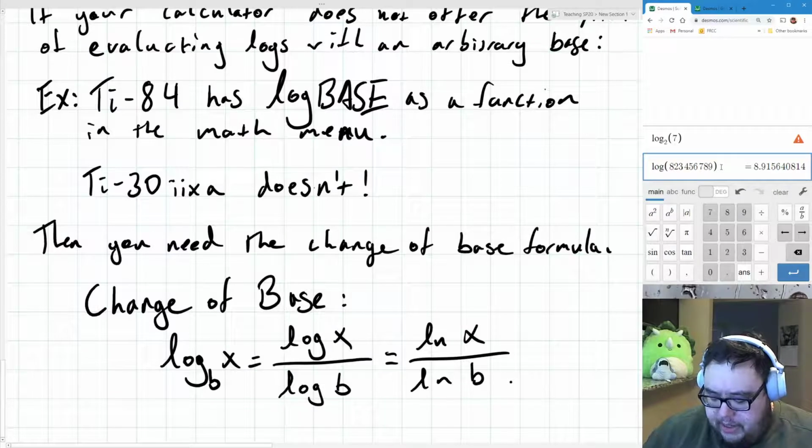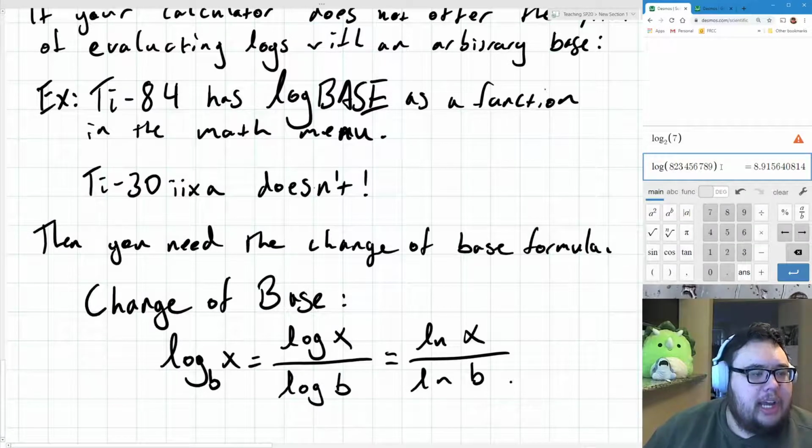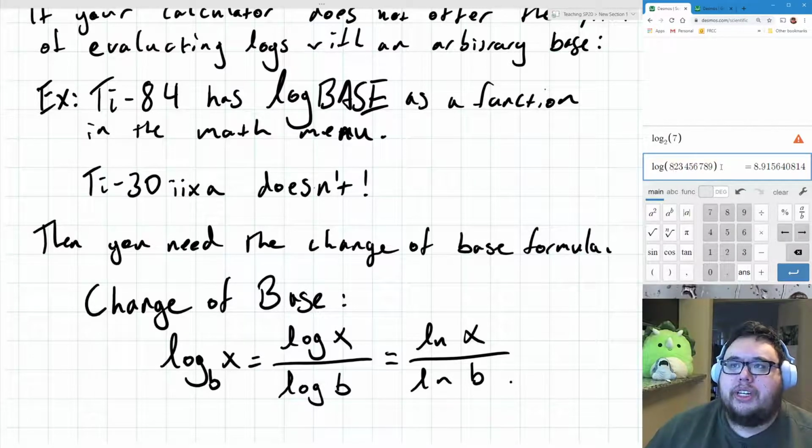Technically, you can use any base you want for this change of base formula. You could do log base 2 of x over log base 2 of b if you wanted to. But if your calculator can't deal with log base 5 of x, it probably can't deal with log base 2 of x either. So you probably want to use either the common or the natural log, which every single calculator that you would use for this class. So anything more sophisticated than a 4-function calculator should be able to do log and log natural, right?